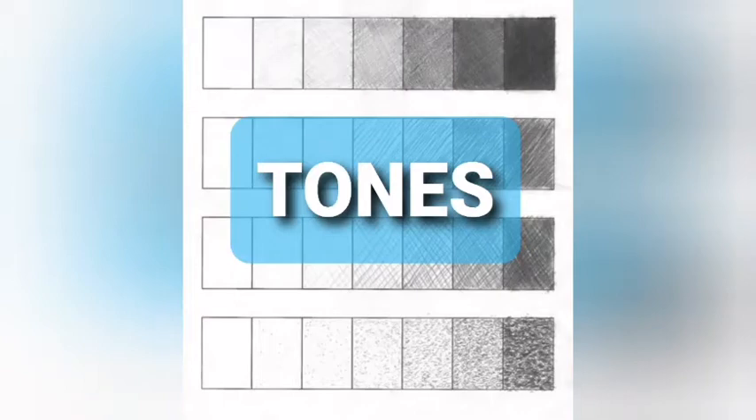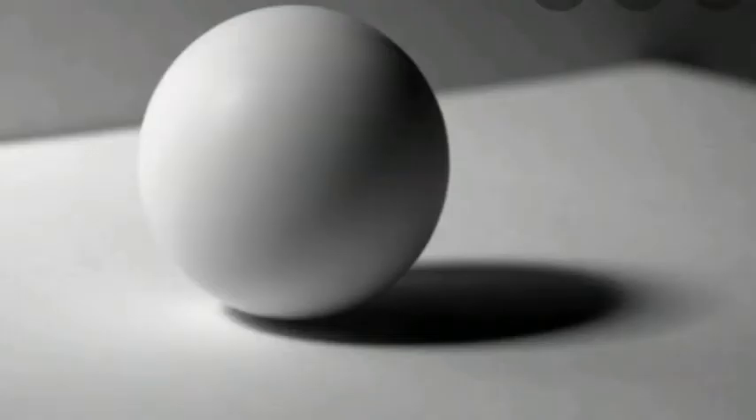Tone refers to how light or dark something is. Tone can refer to black and white and all the gray tones in between. It can refer to how light or dark a color might appear.